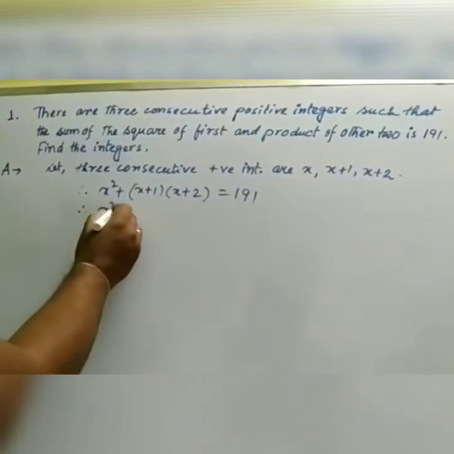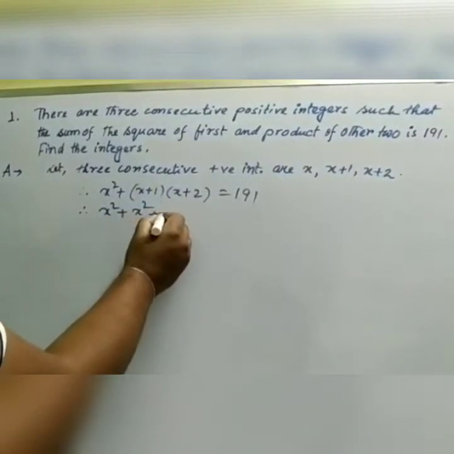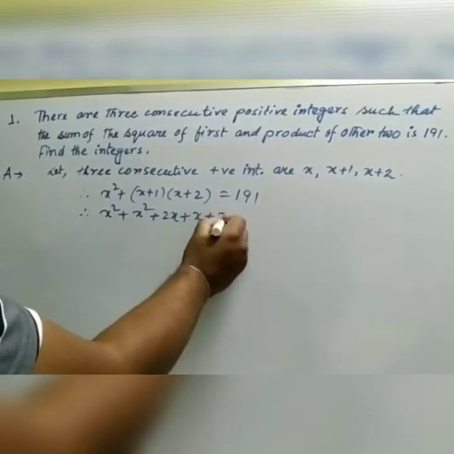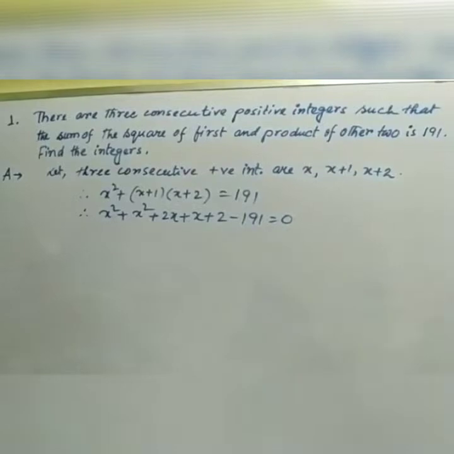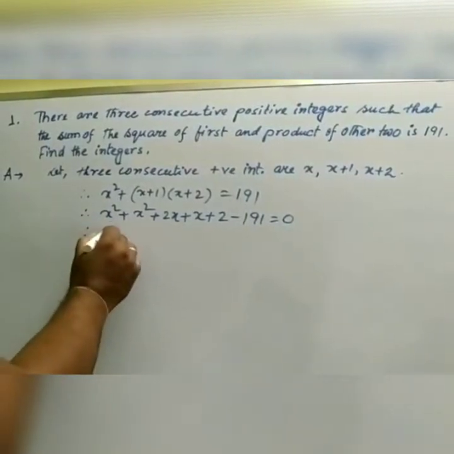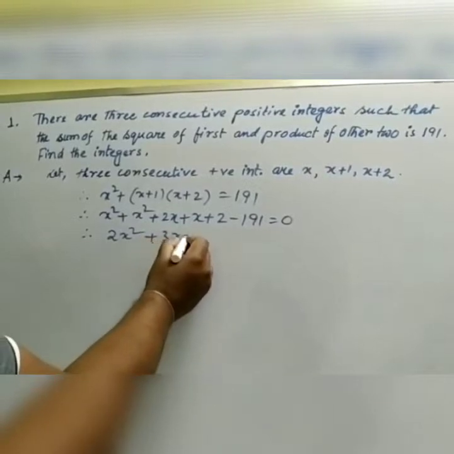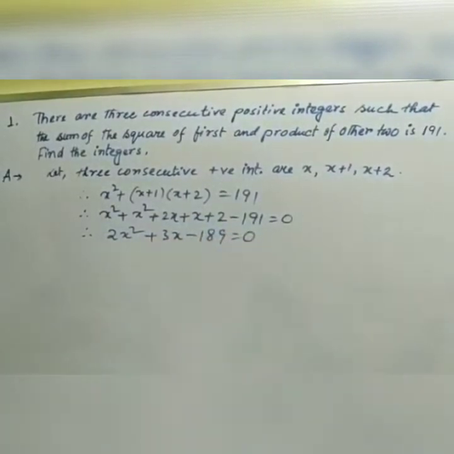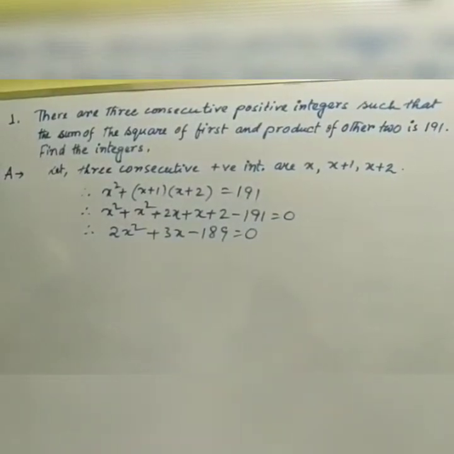So that is x square plus the product: x into x is x square, x into 2 is 2x, 1 into x is x, plus 2 ones are 2, minus 191 equals 0. Now 2x square plus 2x plus x, 3x, minus 189 equals 0. So we got this quadratic equation. Now we will solve it by the middle term factorization.